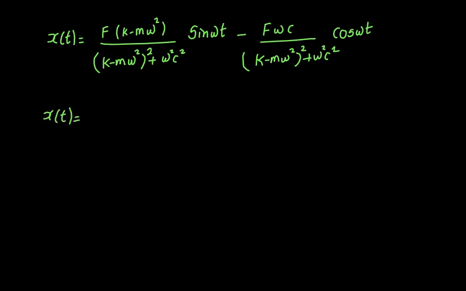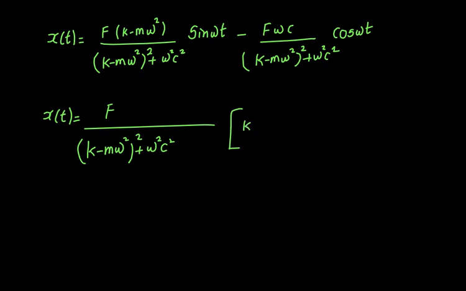Now, can we take the common terms outside so that the solution can look even more elegant? Well, F is common, we can pull that outside, and (K minus M omega squared) the whole squared plus omega squared C squared, that is also common, we can pull that outside. You will be left with (K minus M omega squared) into sine omega t, minus omega C into cos omega t. That's it. Now, just a couple of last steps.